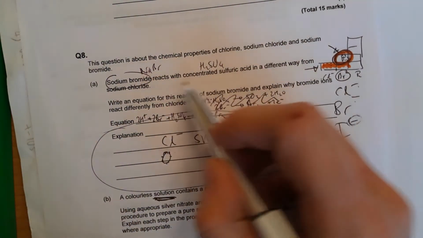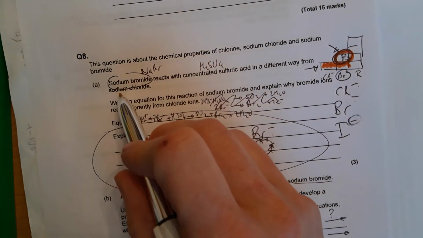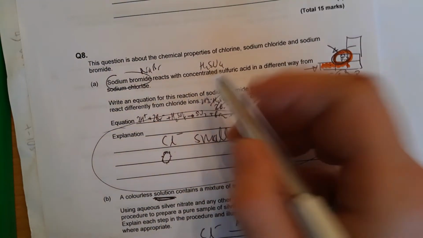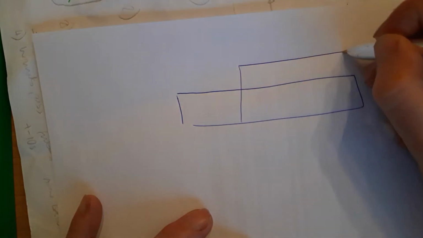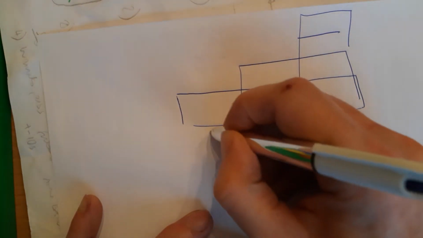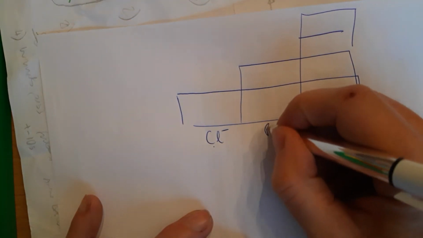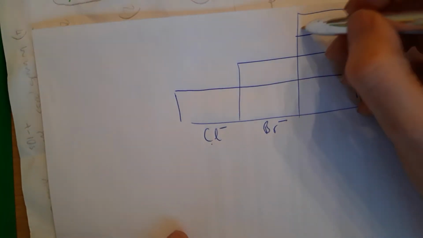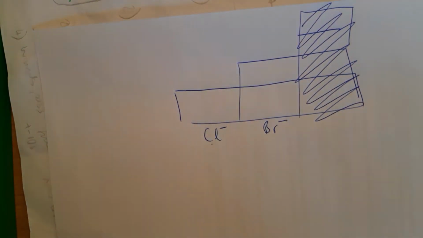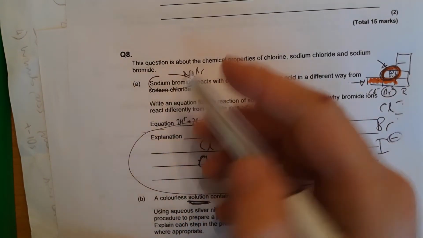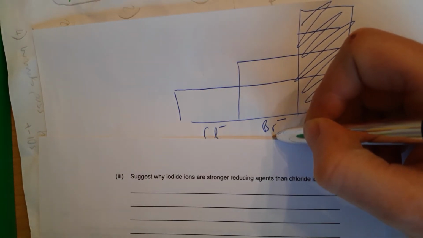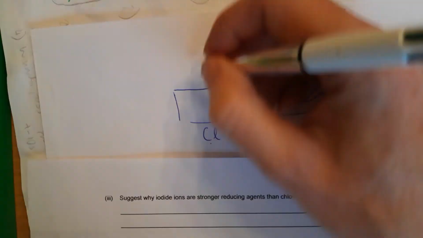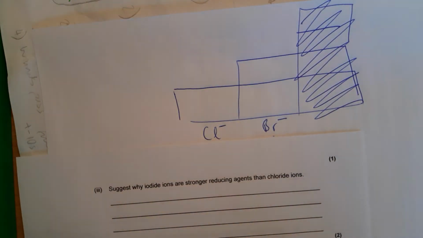All right, so this is comparing sodium bromide's reactions with conc sulphuric acid to sodium chloride's reactions with conc sulphuric acid. So the bit of the diagram that I'm interested in is sodium chloride and sodium bromide. It's not asking me about iodide. Let's read it again. Sodium bromide, which is Br minus, there's sodium there, but it's a spectator ion, reacts with conc sulphuric acid, so it's this diagram, in a different way from sodium chloride.